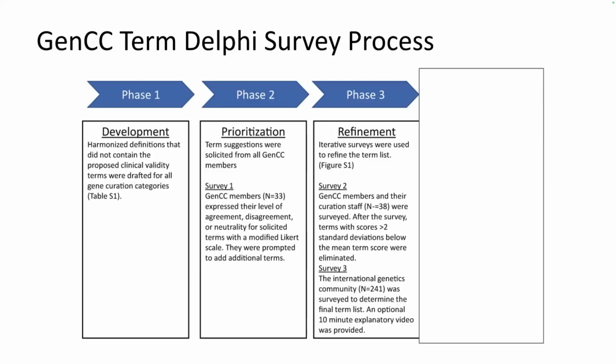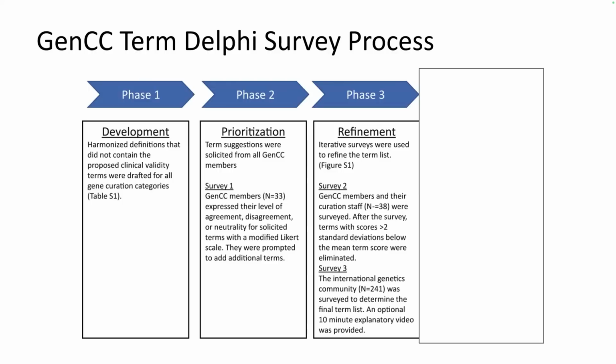And so after the survey, terms with scores greater than 2 standard deviations below the mean. And so we used positive +1 for like agree, +2 for highly agree, and negative numbers for disagree. So like -1 for disagree, -2 for strongly disagree, and 0 for neutral, and summed them all across all of the terms. And so at that point, we removed terms with scores that were greater than 2 standard deviations below the mean. And then we gave this to the international genetics community.